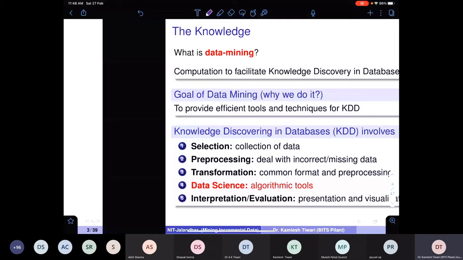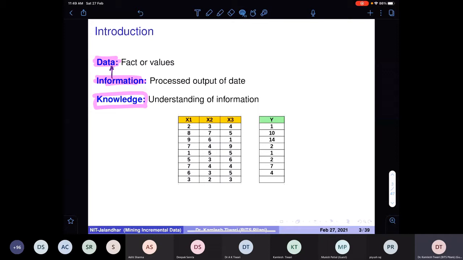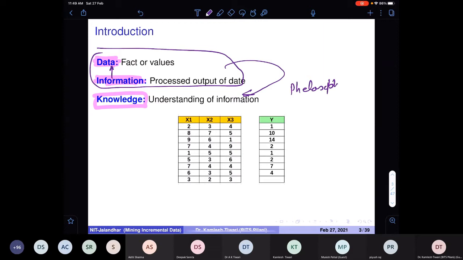Knowledge comes from philosophy. Discovery of this knowledge is not easy, and it is actually the subject matter of today's class. We are going to understand how we can get the knowledge. What I wanted to tell you is that from the data you can only get the information, you cannot get the knowledge. Knowledge comes from philosophy.